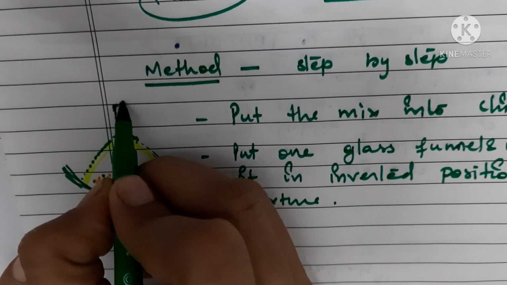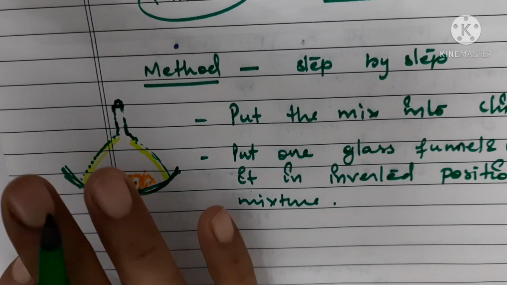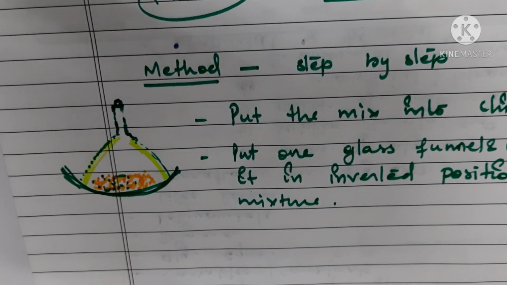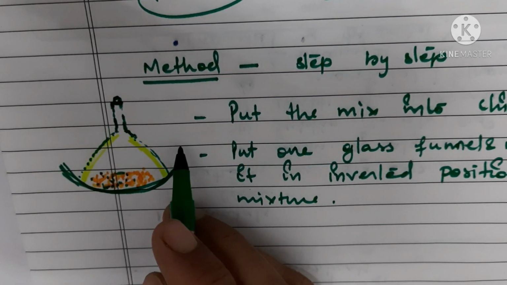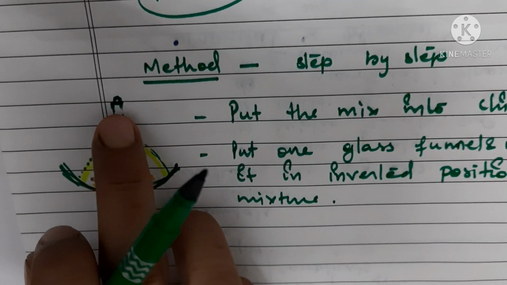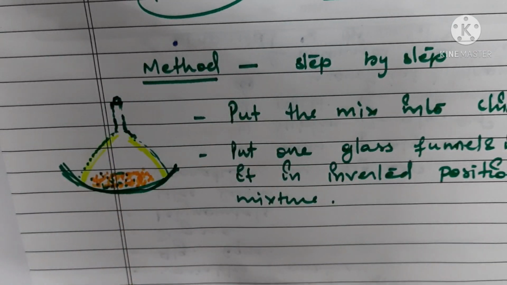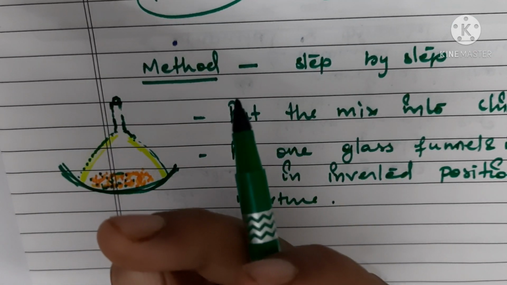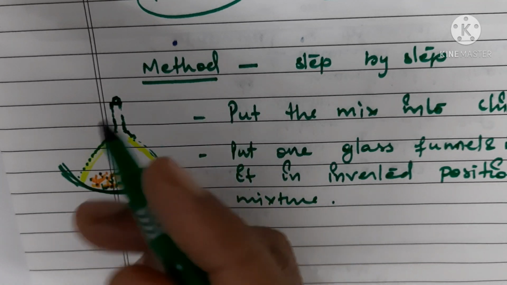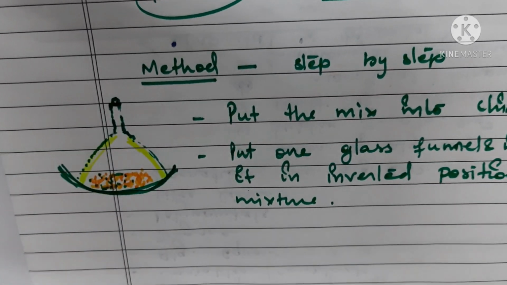And on top of it we have to put one cork. We have to cover it, close the mouth of it with some cotton wool or some stoppers. There are small corks, rubber stoppers, which you can put on it and close the mouth.